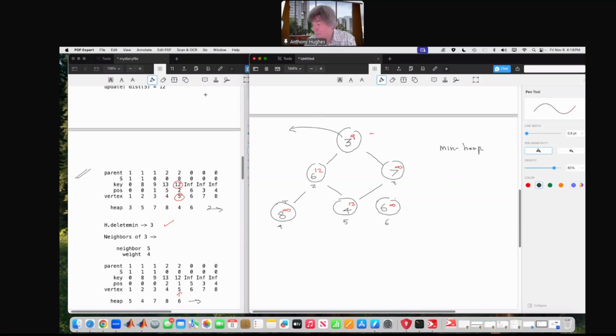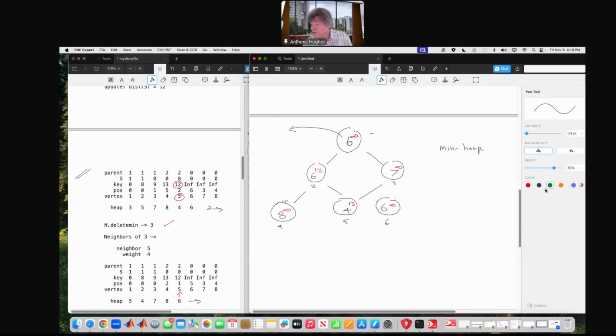And everybody okay with this? All right. So I drew that. Now I'm going to kick 3 out and move 6 up. So I'm going to kick 3 out and move 6 up. And this is infinity.